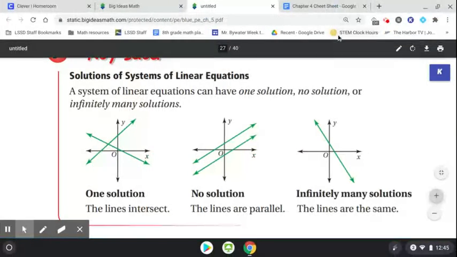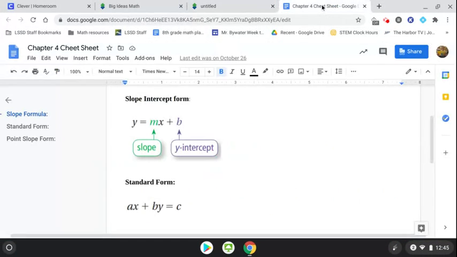I know that because in a lot of these systems you have two lines that are in slope-intercept form. To tell if two lines are parallel, they have to have the same slope. If they have the same slope, then they are parallel lines. Parallel lines will never intersect. Therefore, it'd be no solution.